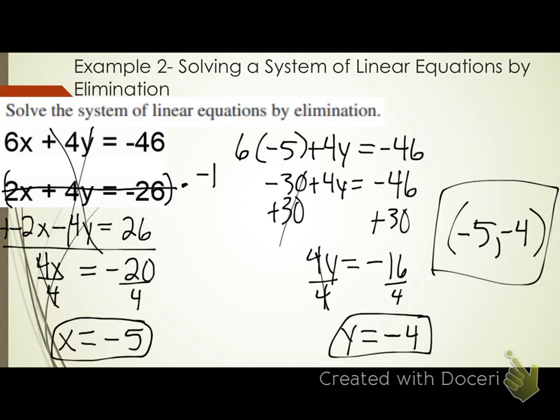Still feeling all right about elimination? It's really nice if you're already given same number, opposite sign, or if you're just given same number, because you either don't have to multiply or just have to multiply by negative 1. That's not always going to be the case, though. Can I move to example 3?